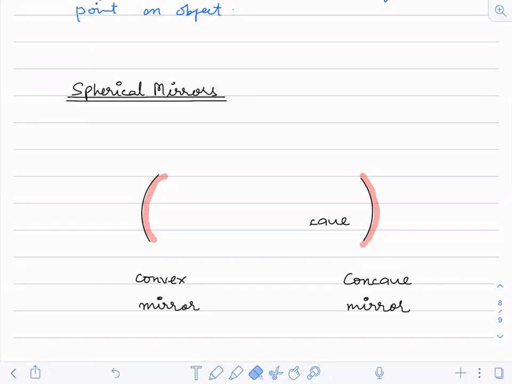Sir, wait. Convex will not reflect light? It will reflect. Convex will also reflect. Concave will also reflect.